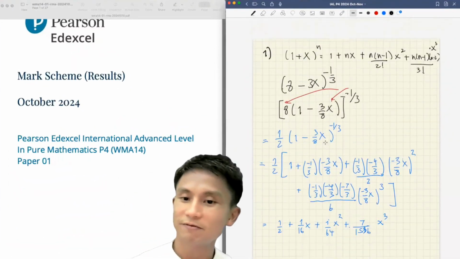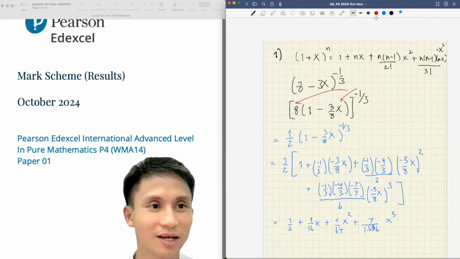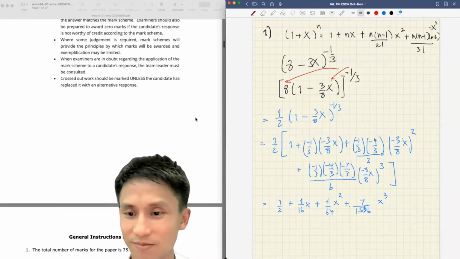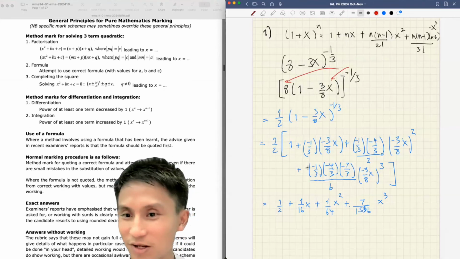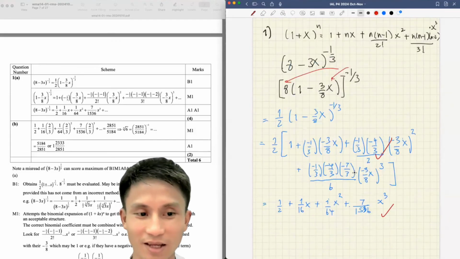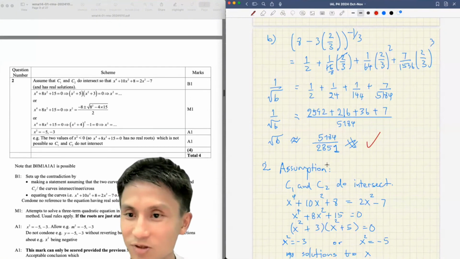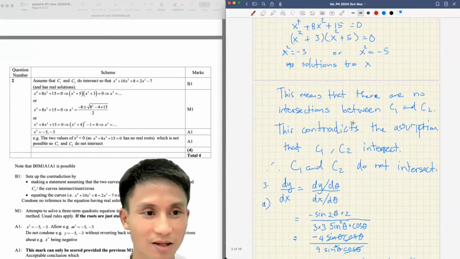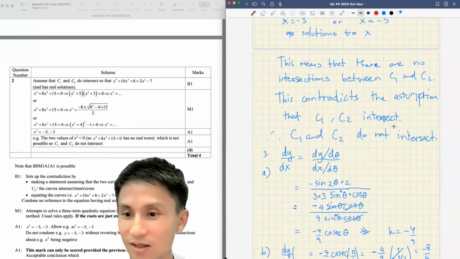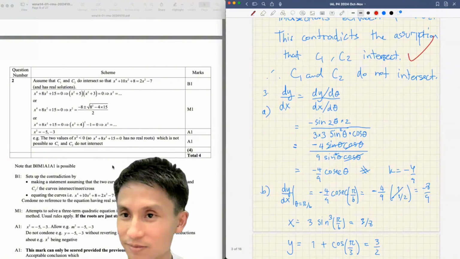Okay, guys, this is the mark scheme for P4 October 2024. See how much I got. All right, I'm a bit excited too. Yeah, the first one almost flopped there. Everything was fine. And then the second one, yeah, that's good. The second one here, no solution, so no intersection. Yeah, okay. All right, I'm fine with that.